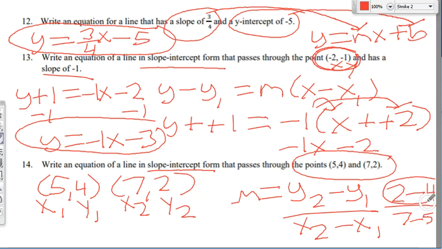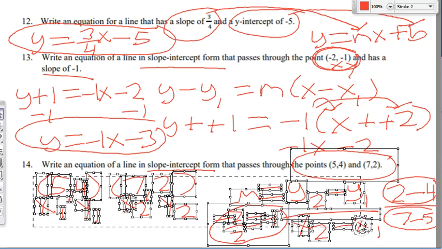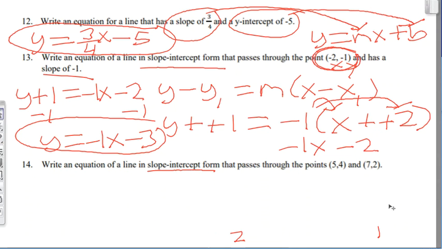And we know that 2 minus 4 is -2, and 7 minus 5 is +2, and -2 over +2 would give us a -1. Okay, so our slope is -1. Let's clear all of this out now.